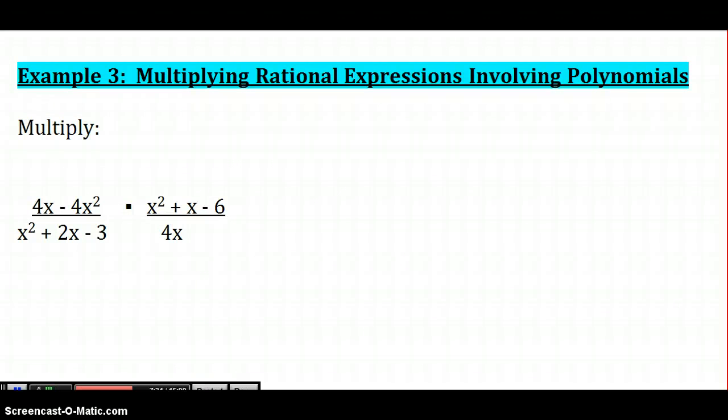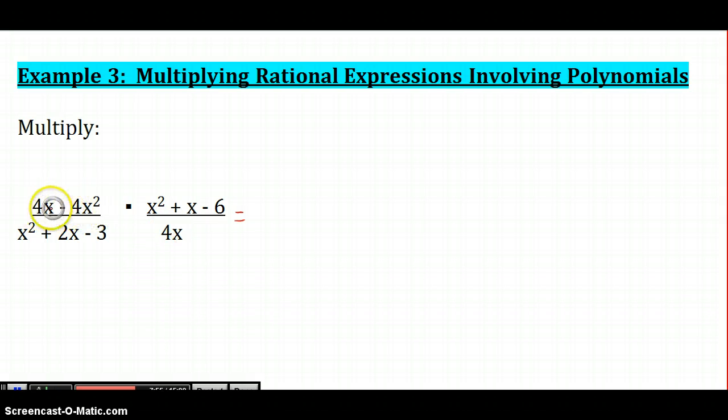Now let's look at some where we're not just multiplying monomials, we're multiplying a whole other polynomial. The easiest way to do these is to factor and then cancel out. And you should see when you do this, things kind of cancel and it works out pretty nice. So the first thing I'm going to do is factor each numerator and denominator.